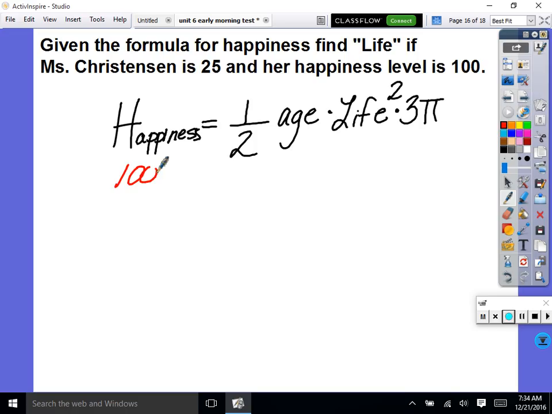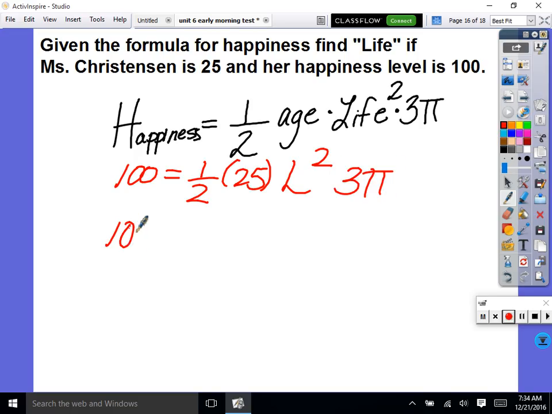Happiness is 100. So 100 equals 1/2. My age is 25. And then we have life squared. Can I just write L squared? And then 3 pi. So what you would do is type into your calculator 1/2 times 25. Isn't that 12.5? You do 12.5 times 3 pi. Isn't pi just a number? You type into your calculator 12.5 times 3 pi. And then we still have life squared.